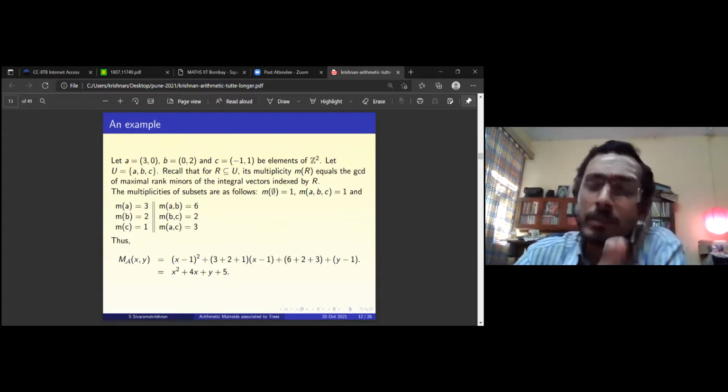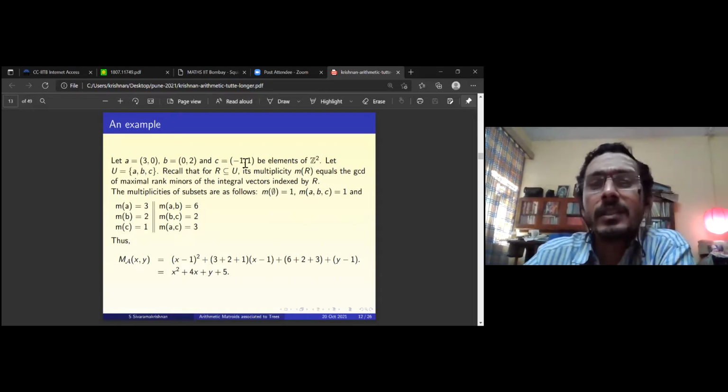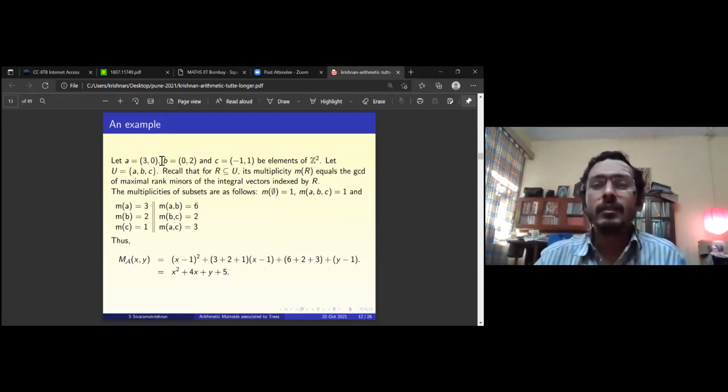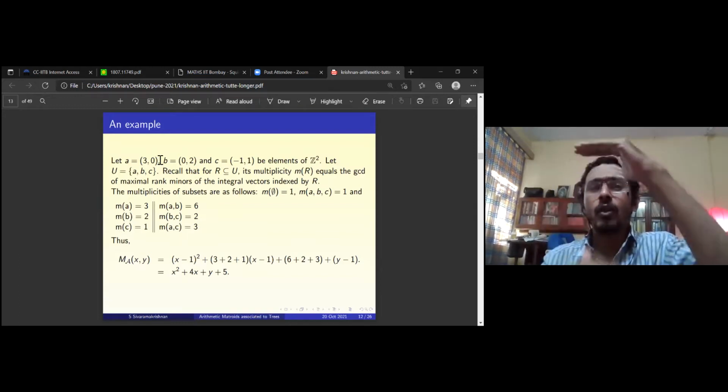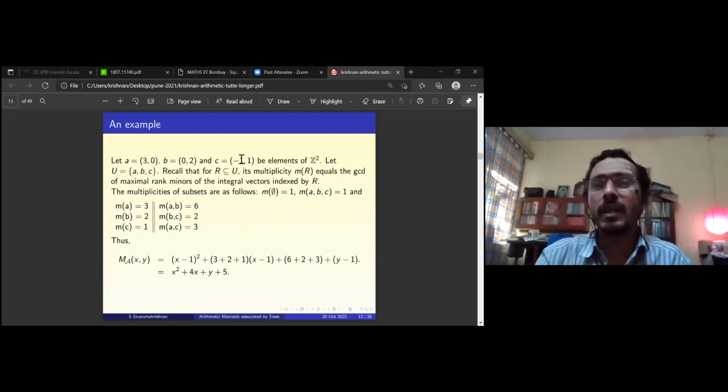Okay, so I'll give you an example, and we'll compute the arithmetic Tutte polynomial of this toy example. Here I have a list of 3 vectors in Z^2. I wanted to write them as column vectors, but then it became too big and the example didn't fit on a page, so I could have put a transpose. I'm really sorry. Think of these as column vectors: (3, 0), (0, 2) and (minus 1, 1). These are elements of Z^2.